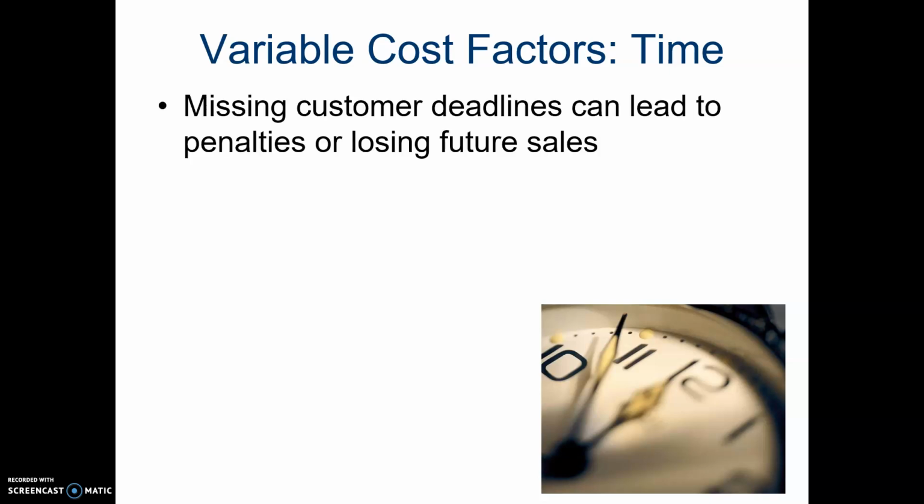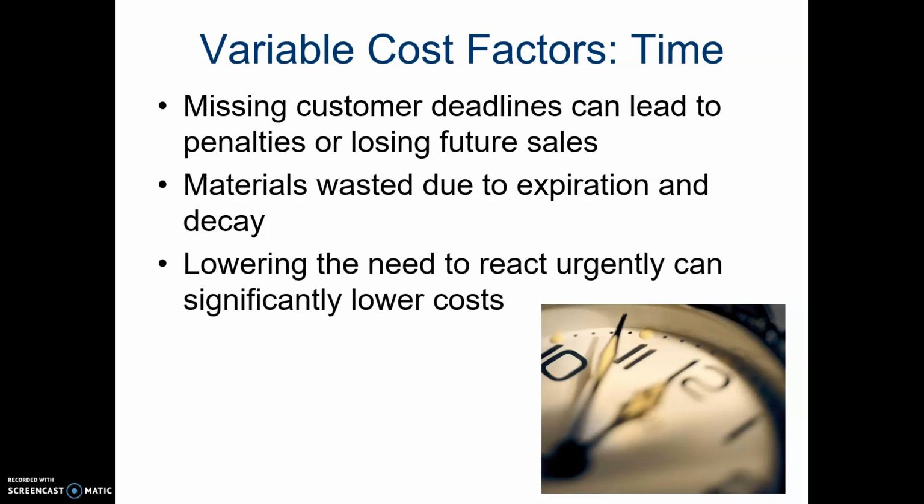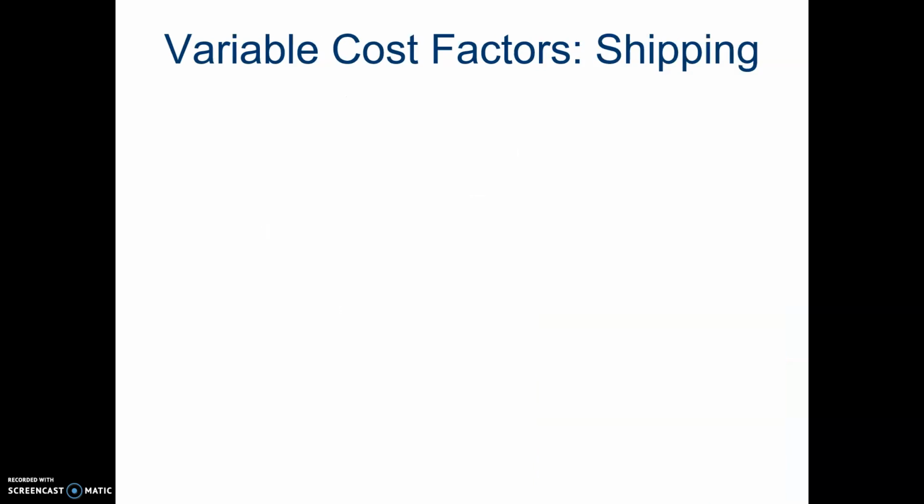So missing customer deadlines can lead to penalties or losing future sales. Materials wasted due to expiration and decay, that's just a cost that we have to eat. And then lowering the need to react urgently can significantly lower costs. So planning ahead. The variable cost of shipping.